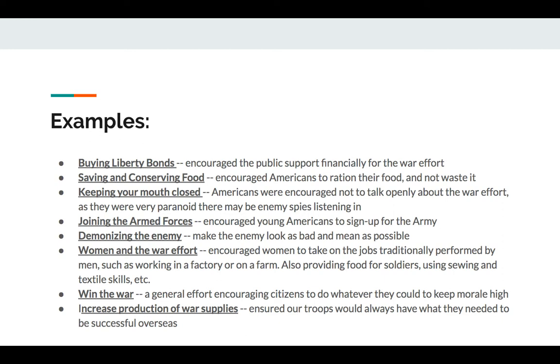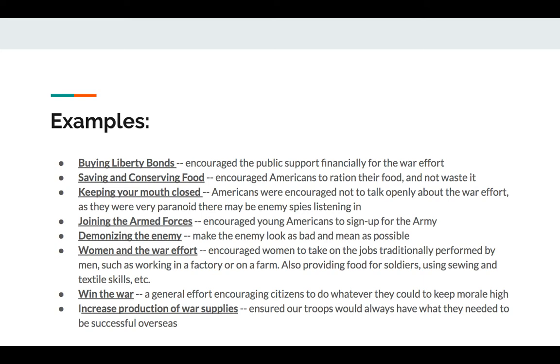So some different examples of messages that can be portrayed through these propaganda posters during World War One really varied. First example was for buying Liberty bonds. It encouraged the public to support the war effort financially. Another message was saving and conserving food, which encouraged Americans to ration their food and not waste it, so that way they would have more to send overseas.